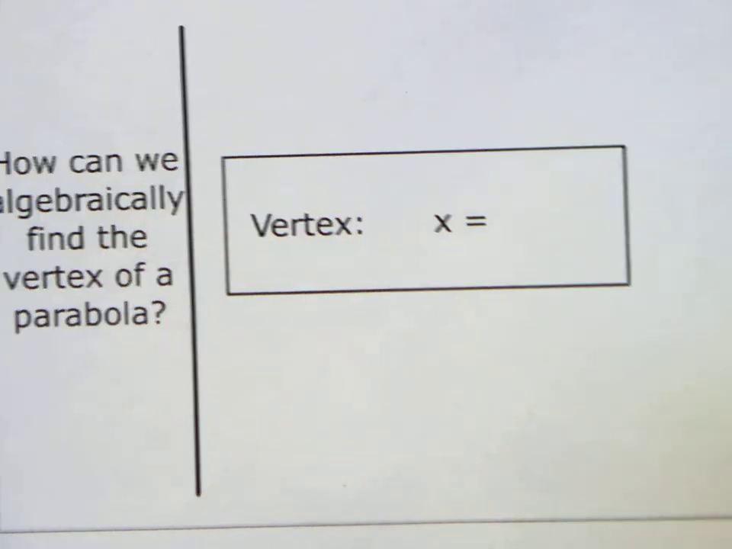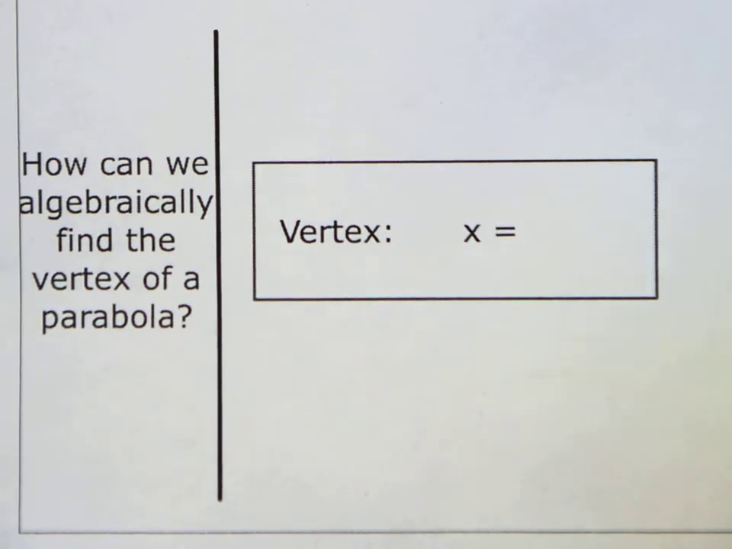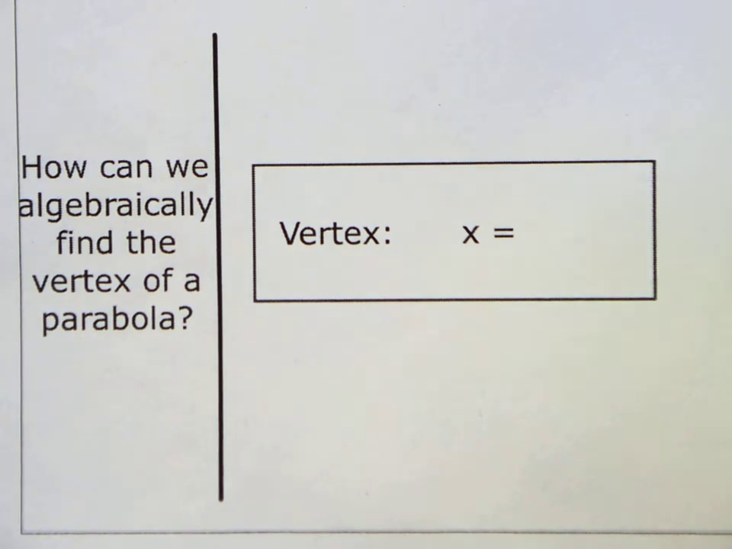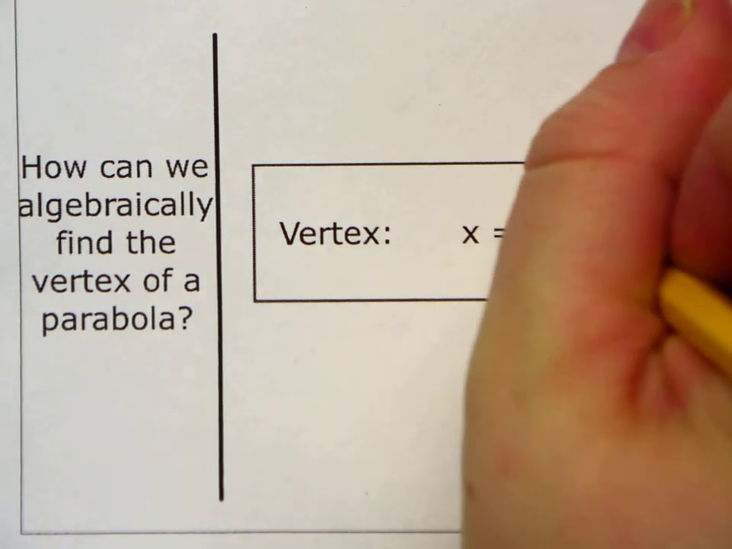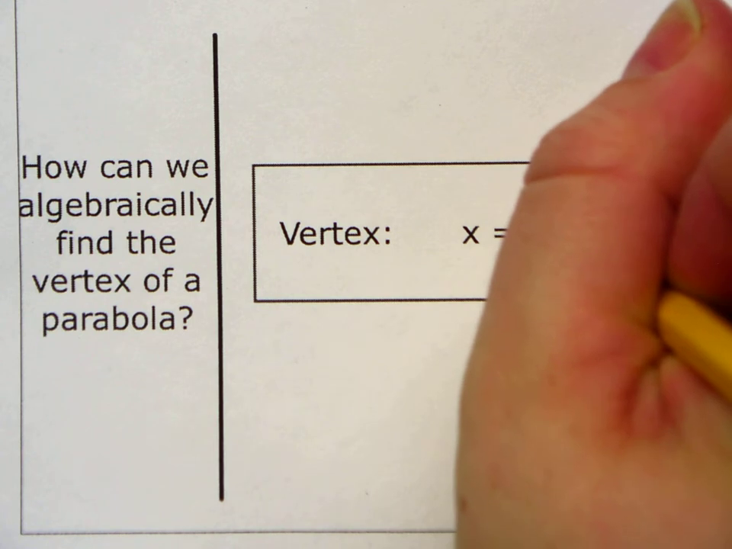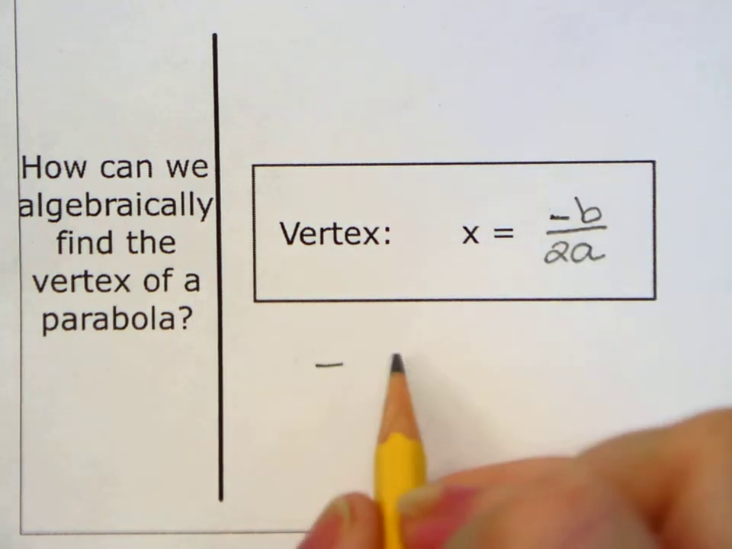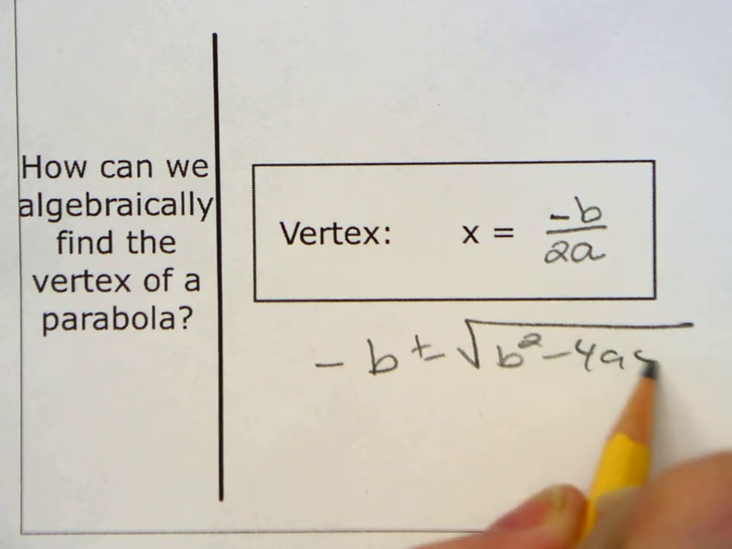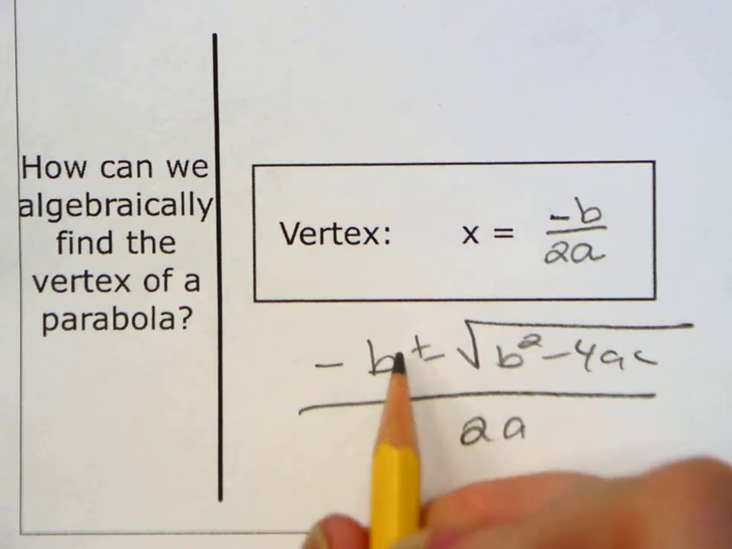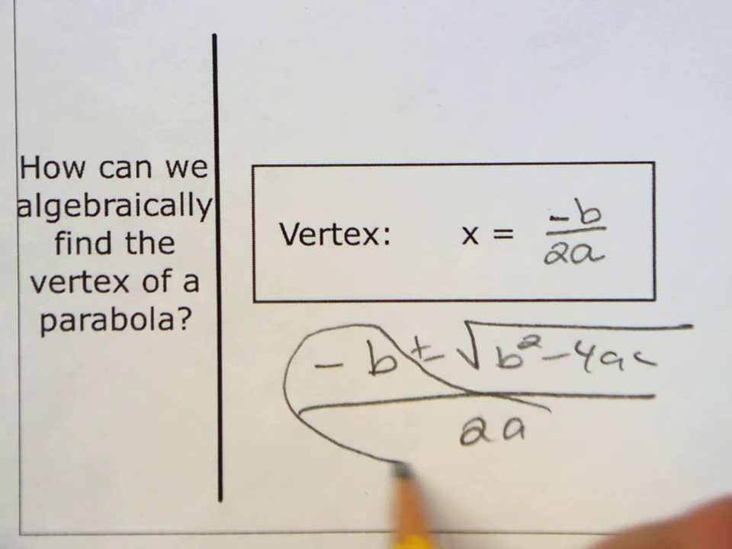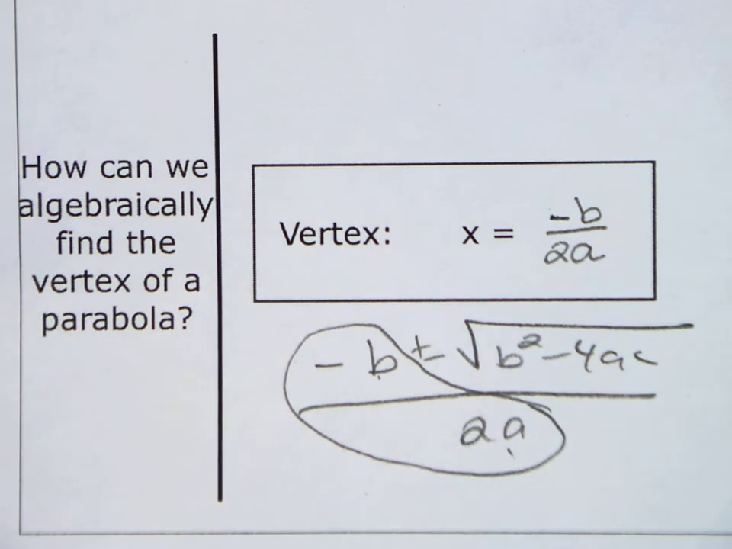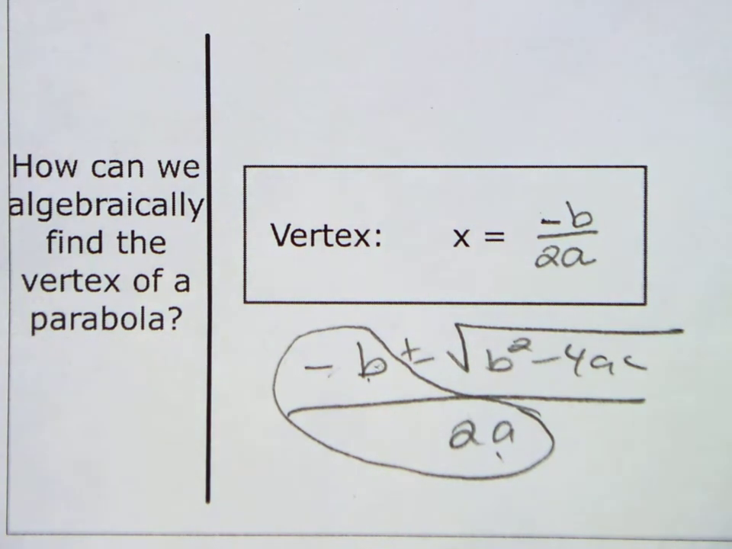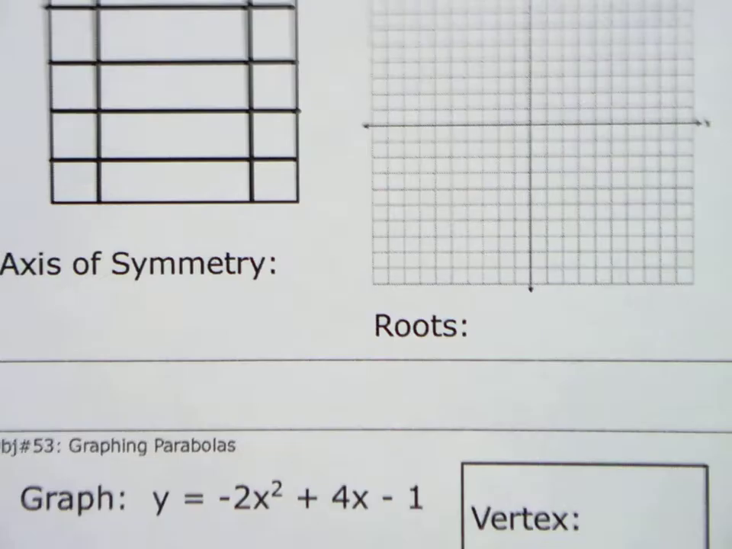Who remembers from Friday? What's the formula for finding the vertex? It's negative b over 2a. Remember, it's the first part of the quadratic formula, plus or minus the square root of b squared minus 4ac, all over 2a. So if you just take those first two pieces, it's negative b all over 2a.